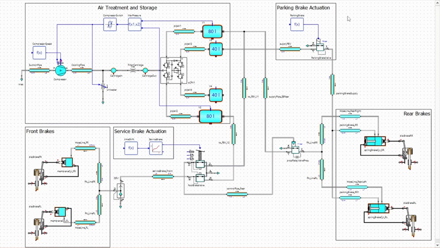To release the parking brake, the spring-loaded chamber of the cylinder is pressurized with compressed air via the parking brake valve. In the model, a proportional relay valve is used to represent the functionality of the parking brake control valve.